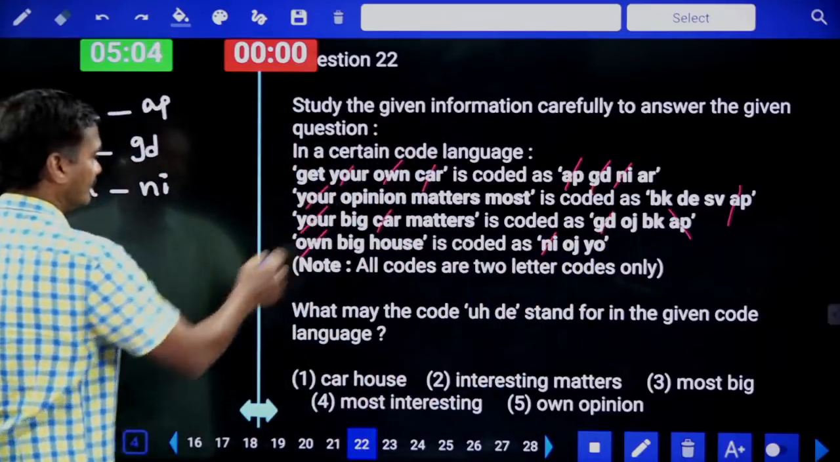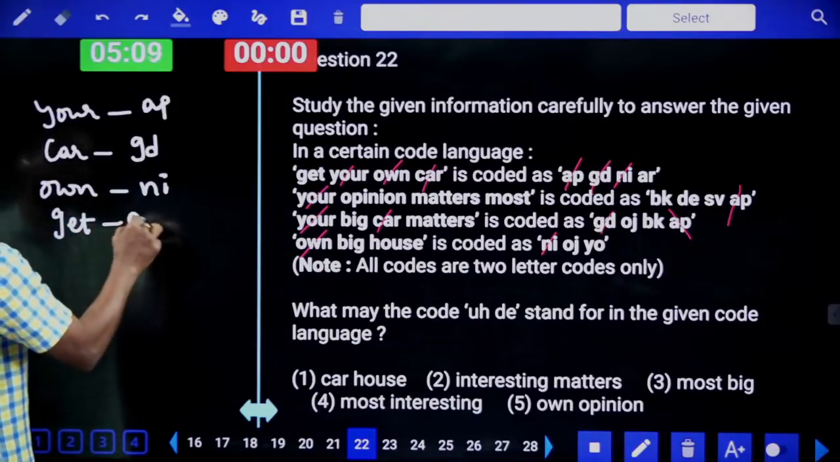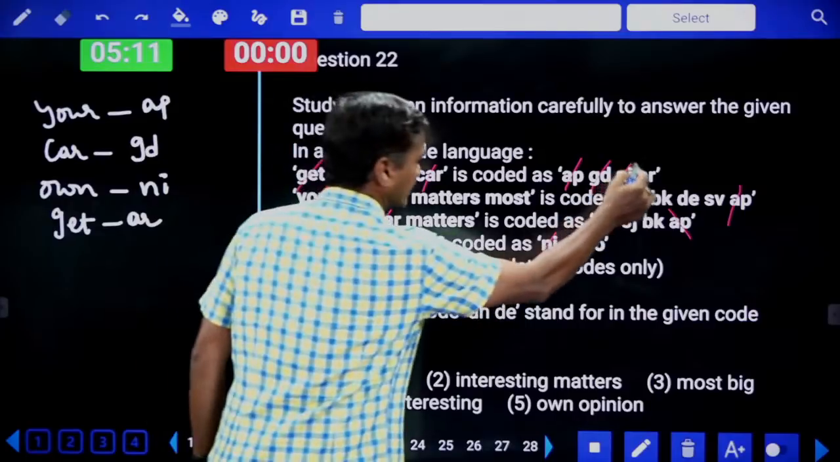Then in the first one, what is the word left over here? Get is the word left over, and the code that is left over is AR. Hence the code to the word get is AR.